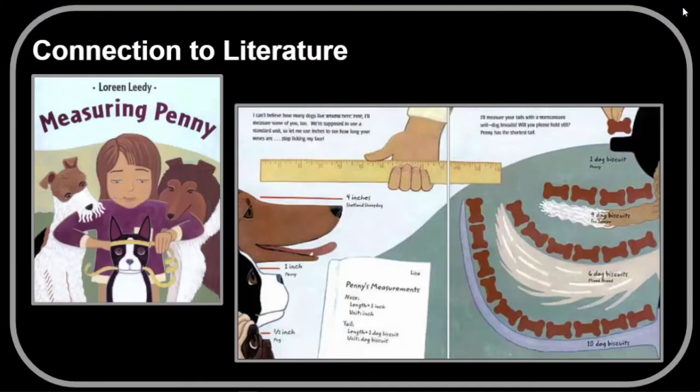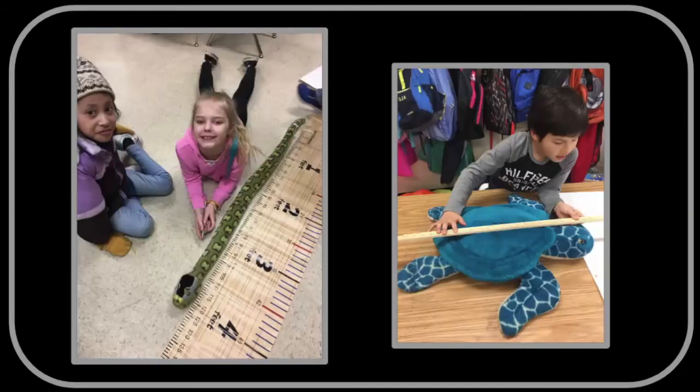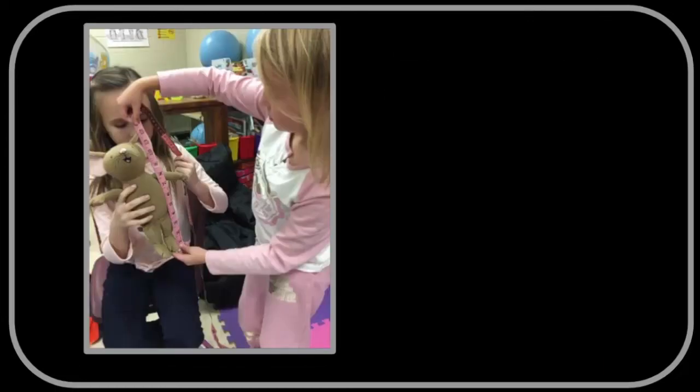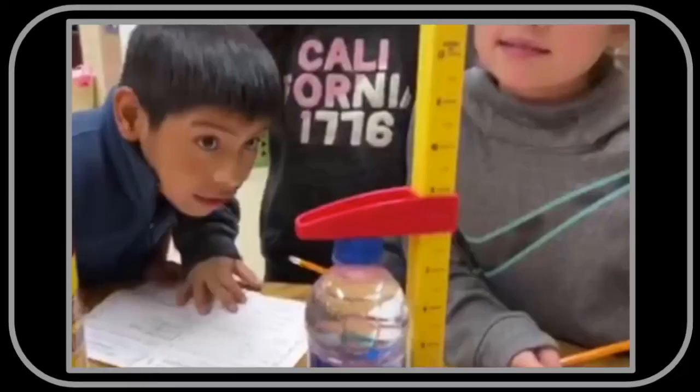There are many engaging books about measurement that can be used in the classroom. The story Measuring Penny is about a little girl who has a homework assignment to measure something in different ways. She decides to measure her dog. The story uses both standard and non-standard units to measure and compare different attributes of the dogs. After reading the story, students decided to measure the stuffed animals in the classroom. They determined the tool and unit of measurement and then recorded their results.